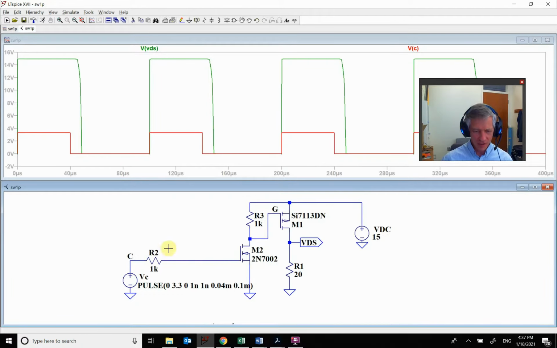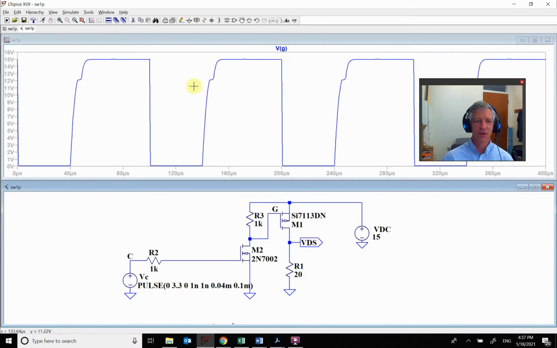So we have to understand what's going on. So we need to look at this gate to source. What we see here is this gate to source is going really fast and this gate to source is going really slow. So what we have to do is figure out what the RC time constant of the switching is. So let's start with this one here.